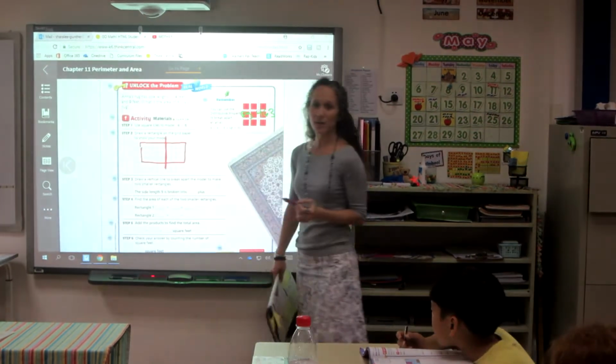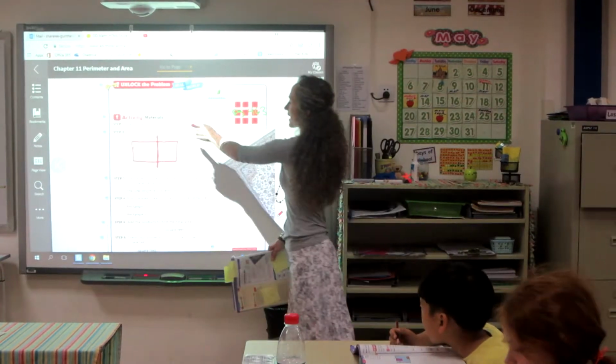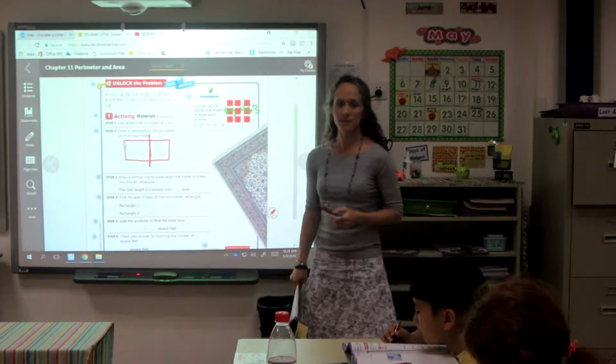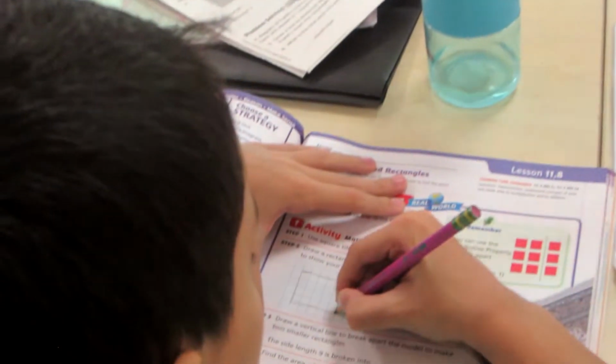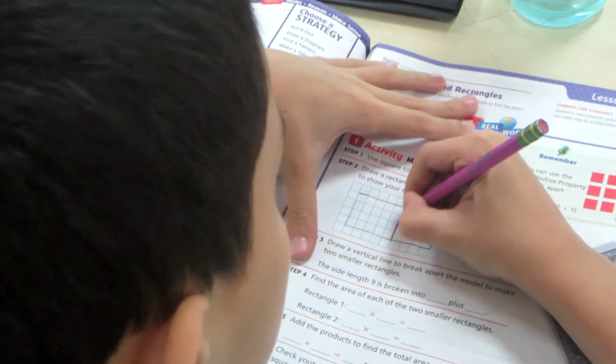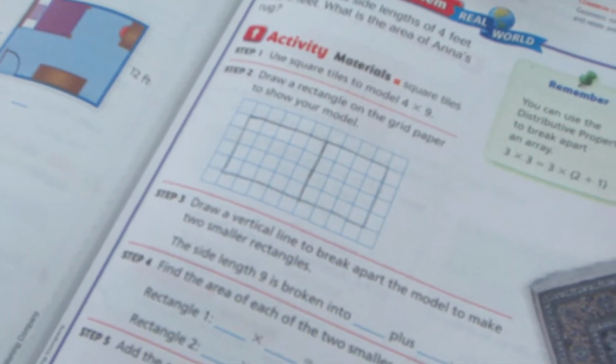Could we break it in another way? Yes, but go ahead and break it this way, just like I did. Does it have to be 2 rectangles? Yep, we're breaking it into 2 parts so that you can practice. 1 4 and 1 5.